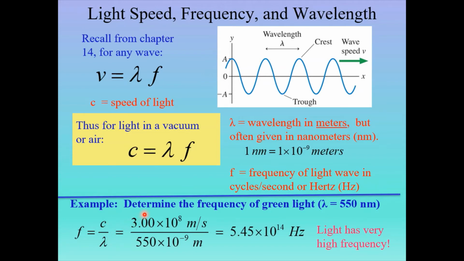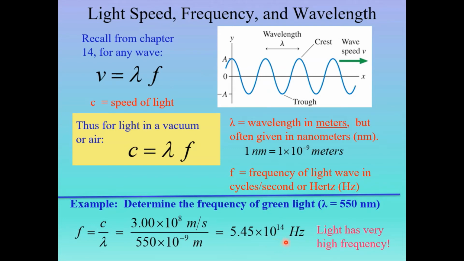Well, c is the speed of light, which is 3 times 10 to the 8th meters per second. Lambda was given as 550 nanometers. Remember, we have to convert that to meters. So it's 550 times 10 to the minus 9 meters, because each nanometer, again, is 10 to the minus 9 meters. So on your calculator, you can do this division problem and we get our answer. Our frequency of green light is 5.45 times 10 to the 14 hertz.